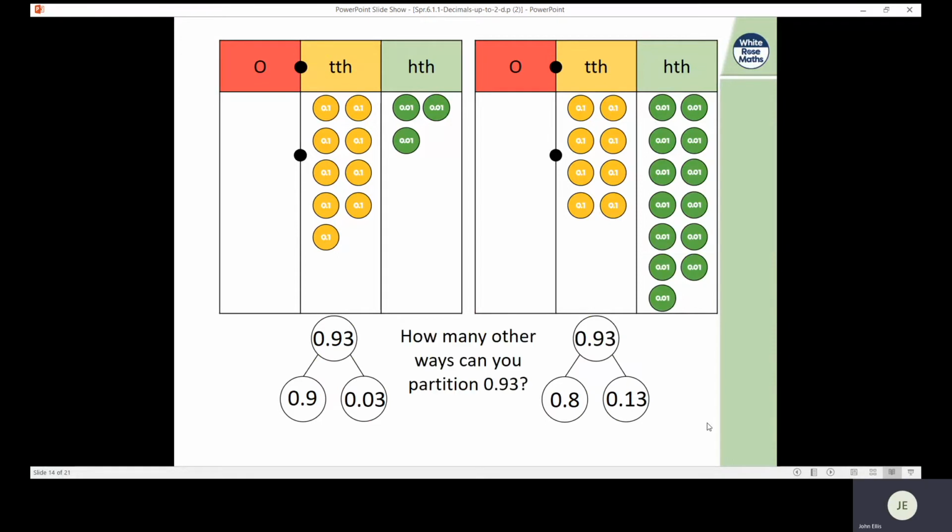Perfect, 0.93. How many other ways can you come up with? Try to come up with one way. I'm going to give you 20 seconds. I'm not even going to pause the video. You've got 20 seconds.